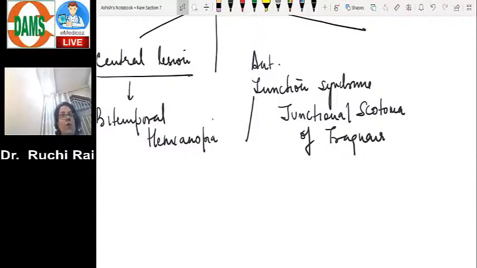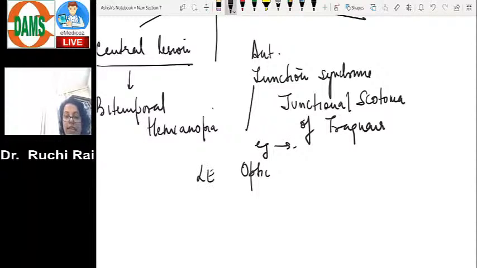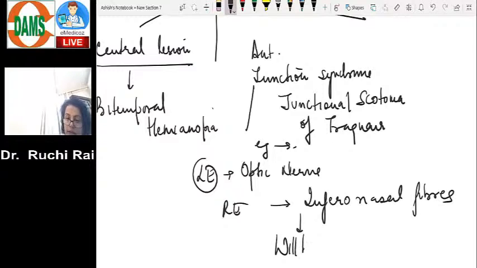So this junctional scotoma of Trachar or anterior junction syndrome is optic nerve of one side. So in your example, you saw optic nerve of one side. Suppose, for example, the slide that you saw, it was left-sided optic nerve with right-sided inferonasal fibers. What are these inferonasal fibers? We call them Willebrand's knee. Please note down. So this is nothing. It is detouring to the opposite side and then going to the chiasma. It is a normal anatomy.